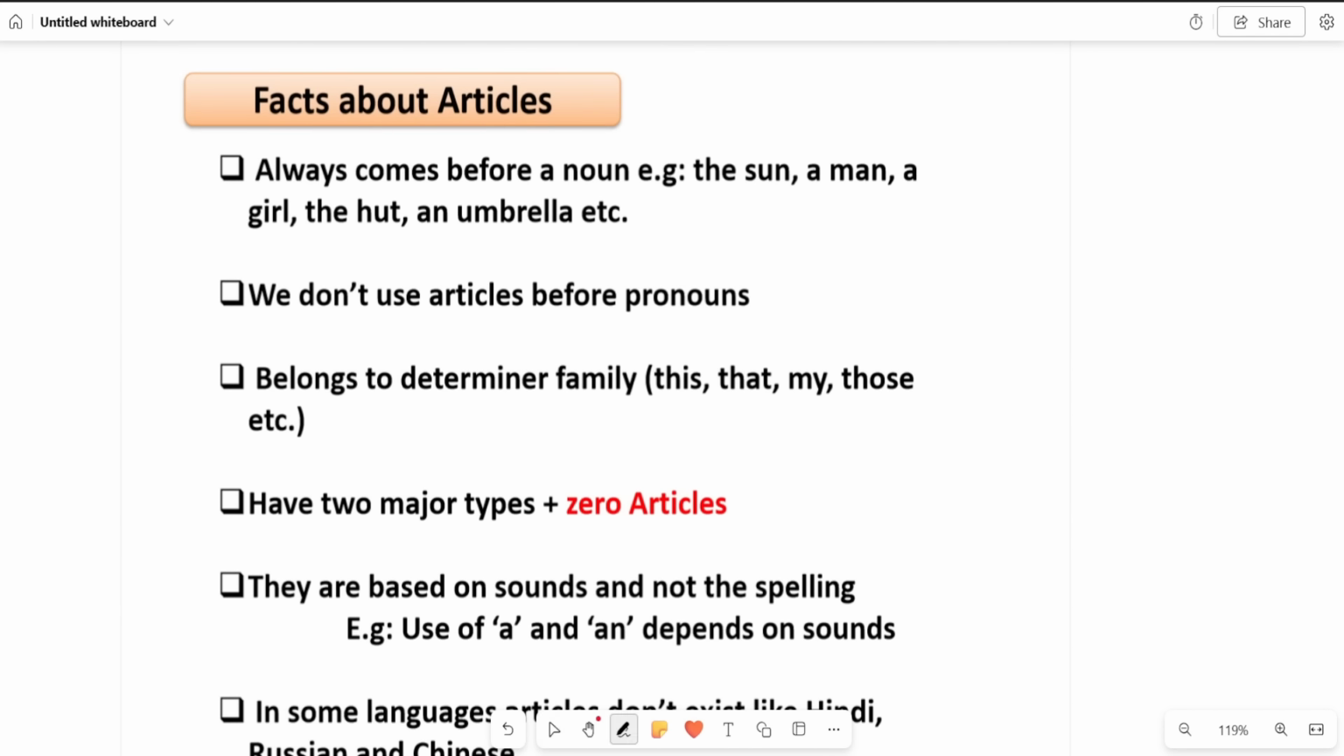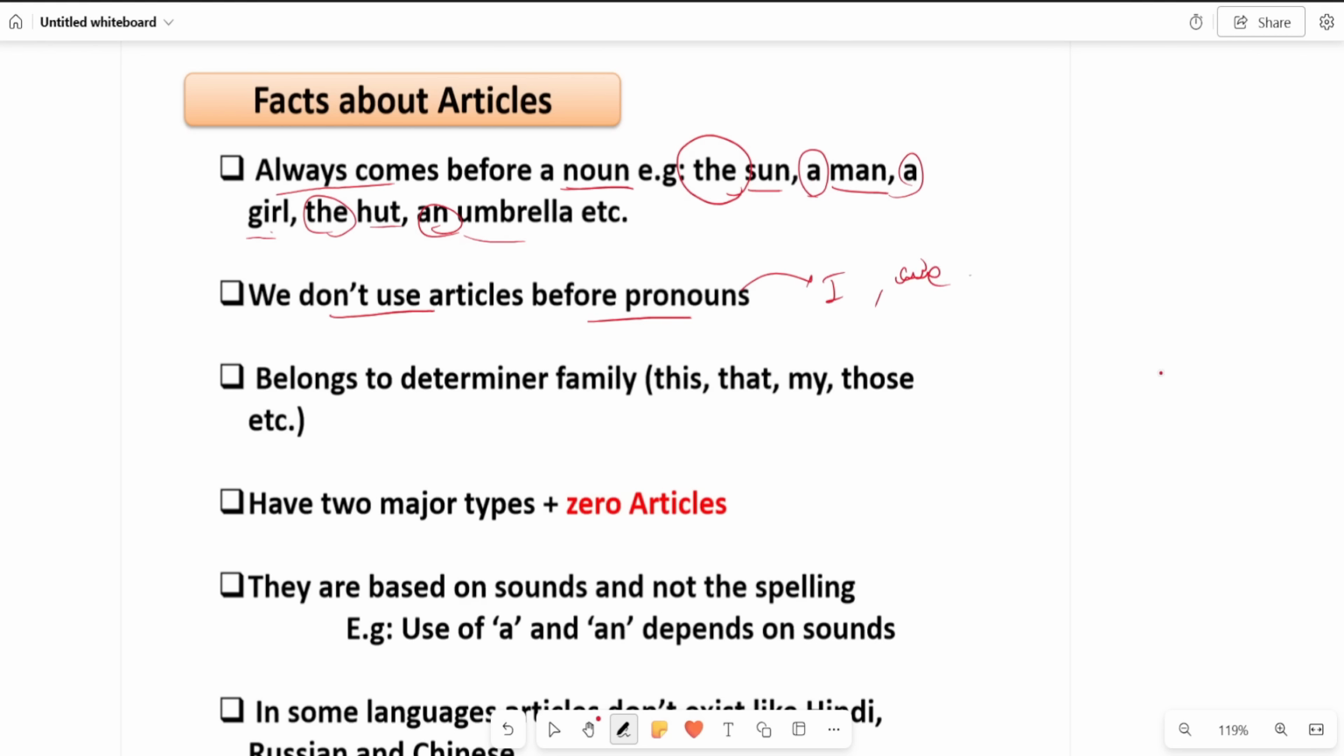Now let us understand some facts about articles. Now see, articles always come before a noun. For example, here sun is a noun, man is a noun, girl, hut, umbrella, all these are nouns. So before them an article will come. Here I have used "the," and here again we have used some articles. So before a noun we have our articles, and after a noun they don't appear. Now see, we don't use articles before a pronoun. What is a pronoun? Like I, we, you, they, etc. They are all known as pronouns. So before them we don't use any article.